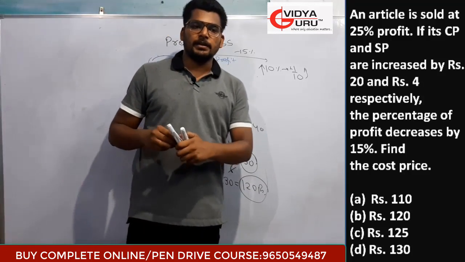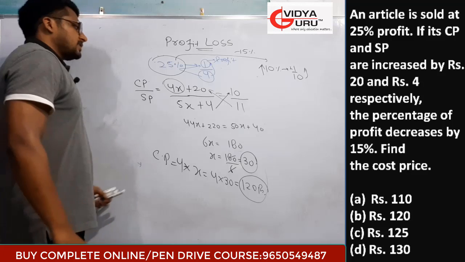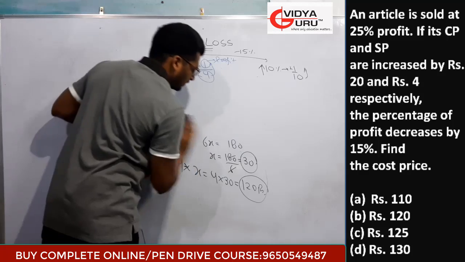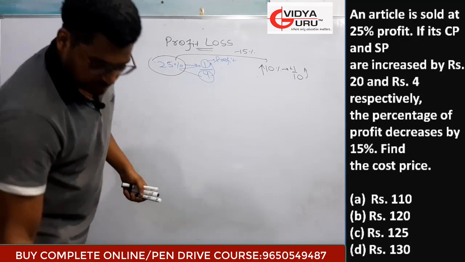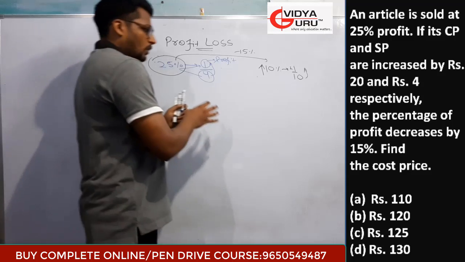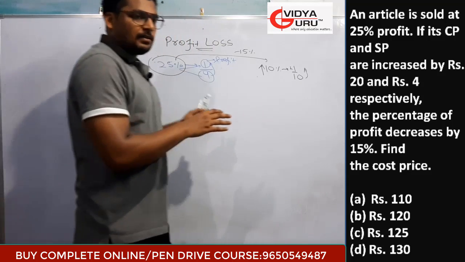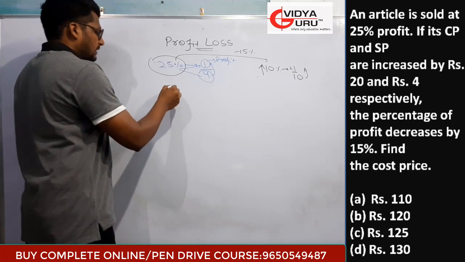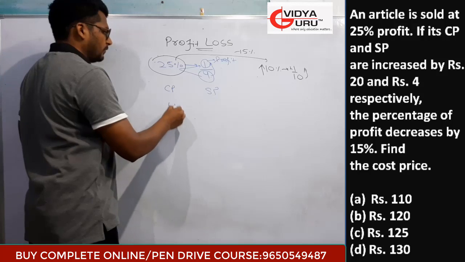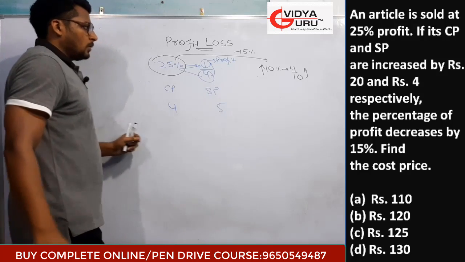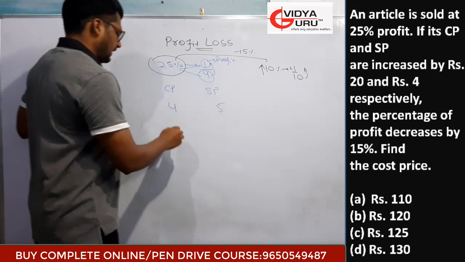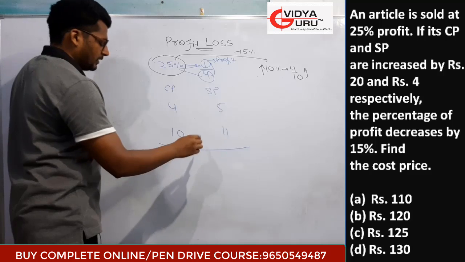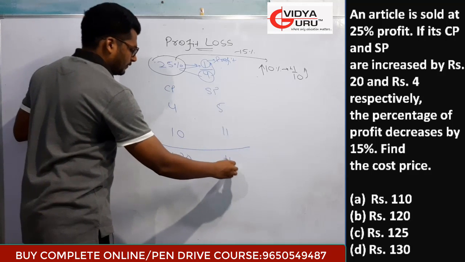CP is 120. We can solve this question by one more method. What is that? It is the cross multiplication method. We will solve it by the same method but writing it in a different style. What I mean to say is, CP, SP. What was CP? 4 and SP was 5. What did they later become? CP became 10 and SP became 11. Both are increased, by 20 and 4.